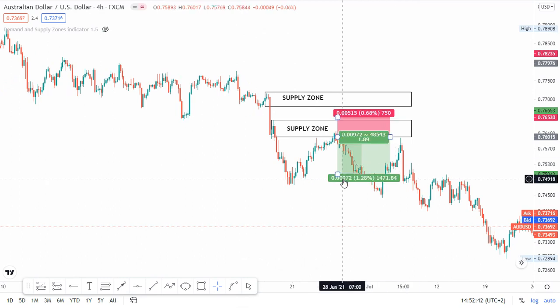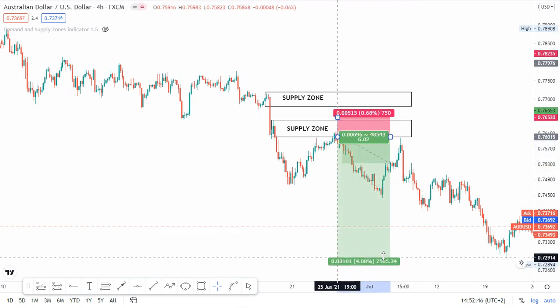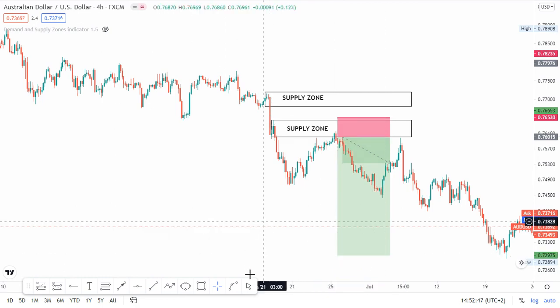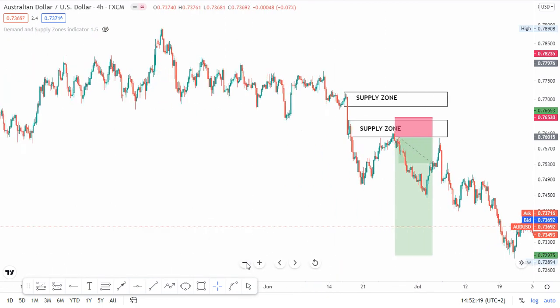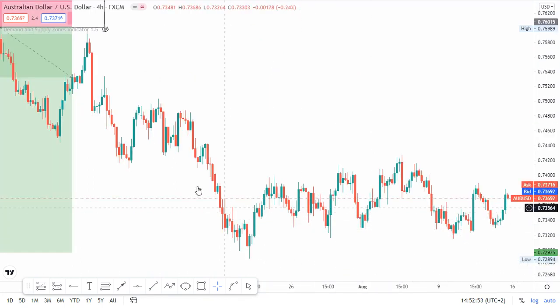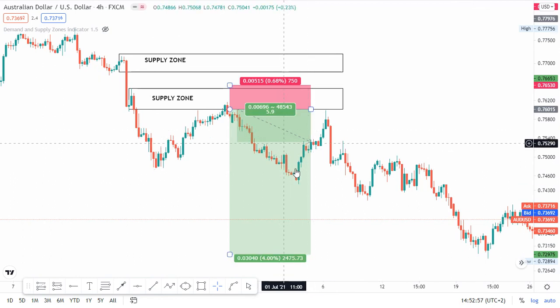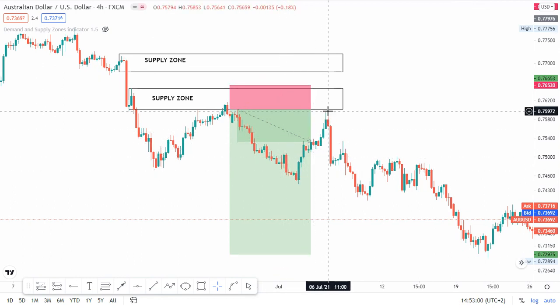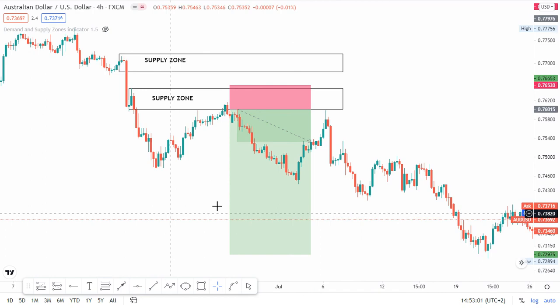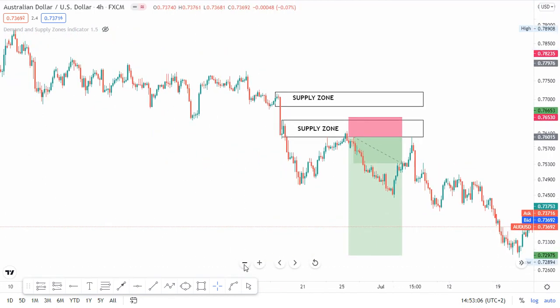If you were patient and waited, you would have caught all this meat. Of course, you'd have been worried when price came back again, but that's what price does. Always remember that price doesn't move in a straight line, and therefore you are supposed to be comfortable with letting the market do its own thing without interfering.